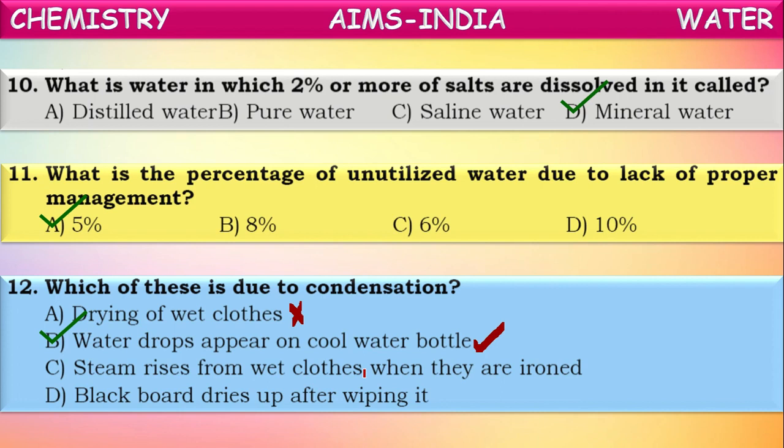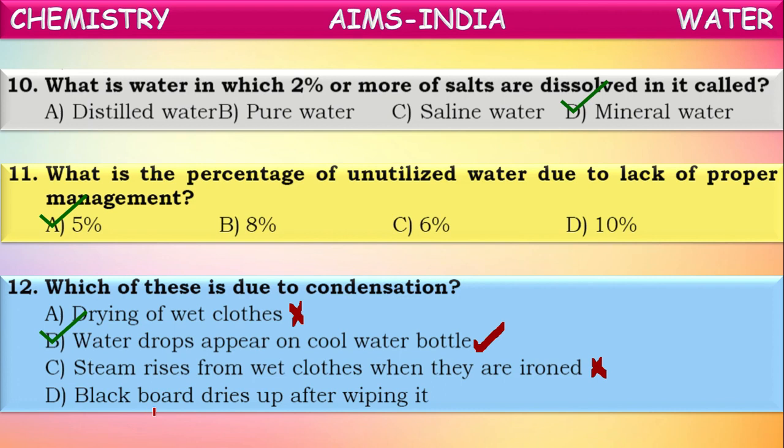So wet cloths contain water, liquid water that converts into steam. Conversion of liquid into vapor is called evaporation or boiling. Here they are telling steam, meaning when it is heated. So when it is heated, liquid converts into gas by the process called boiling. So it is also not correct. In this, the boiling process is involved.